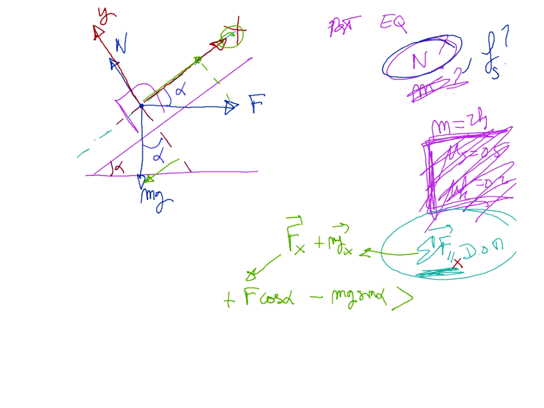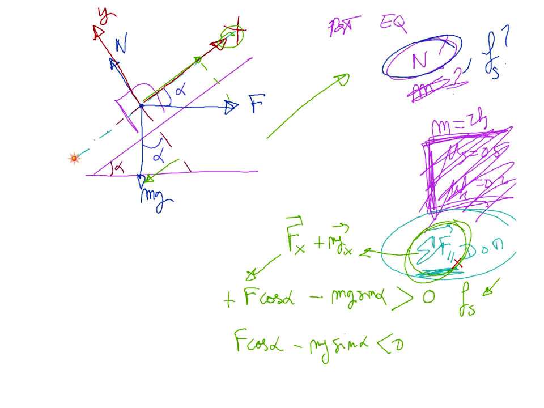Calculate this. If this is positive, then obviously the net force is going in your positive direction. Hence, Fs will be down. If this F cosine alpha minus mg sine alpha is negative, then it means that the net force along the inclined plane is going opposite to your x, is going that way. Therefore, friction is going up.